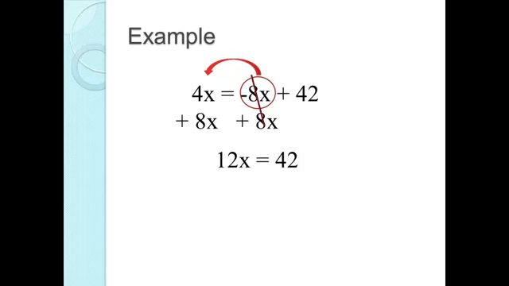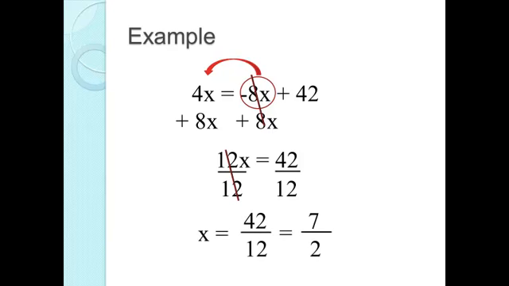We would need to get rid of the 12 by dividing by 12 on both sides of the equation. On the left-hand side, the 12's will cancel. On the right-hand side, we have 42 divided by 12. Since 12 does not go into 42 evenly, we can leave our answer as a fraction. Make sure that you always simplify your fraction if you can. 42 over 12 will simplify into the fraction 7 over 2.